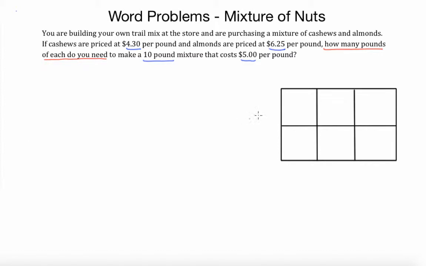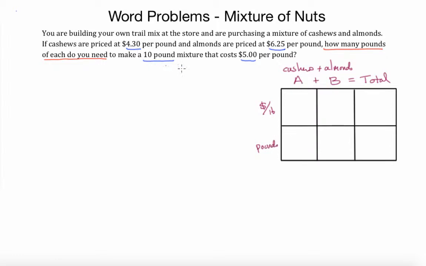Let's talk about how we can put this into a mixture chart and see what's going on. So we've talked about before in other videos, every mixture problem can be broken down into something, part A, mixed with something, part B, to get a total. In this case, we're going to let A be the cashews and B be the almonds to get our total mixture. And what do I know about my cashews and almonds? Here's where my units come in. I know the price per pound, and we know pounds. So how many pounds of each? That's what we're asked to find.